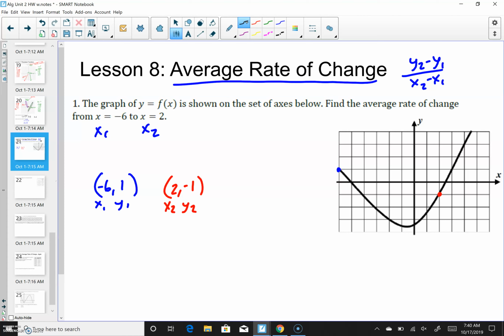So now we're going to plug into our fraction, -1 minus 1 over 2 minus -6. Be careful with our signs. -1 minus 1 gives us a -2. 2 minus -6, well, that becomes plus, gives us an 8. And we have an average rate of change of -1/4 or -0.25. Either of those are acceptable. I would rather you keep it as a fraction, but the -0.25, because the decimal is simple, it terminates, we're fine.